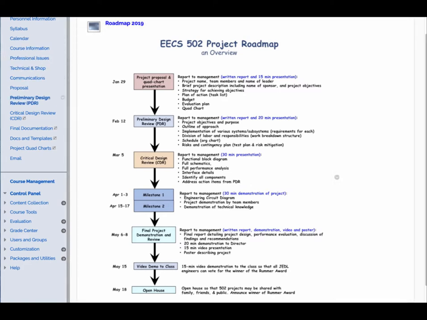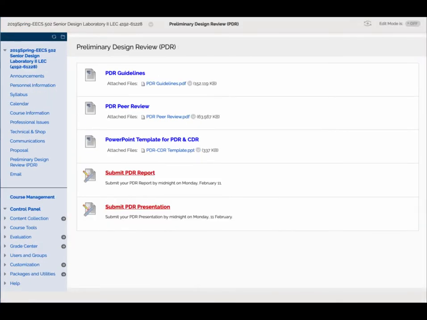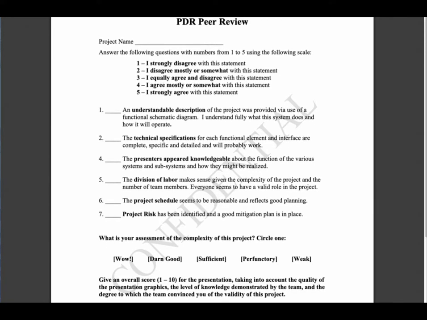Okay, so come on down then to the preliminary design review. And here is the preliminary design review page. Note that here's where you submit your report, and here's where you submit your presentation. Here is the PowerPoint template in the right format to be used for the project. Here is the peer review. And we are going to do a peer review for the preliminary design review.